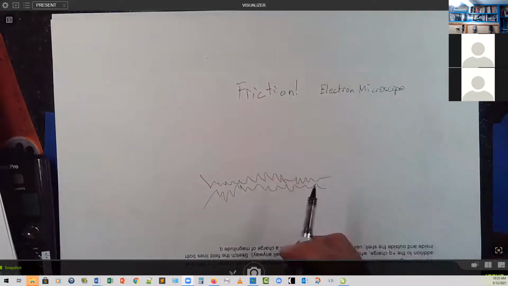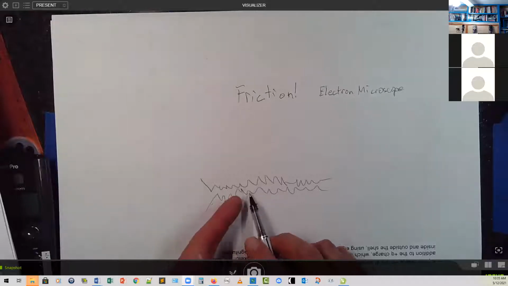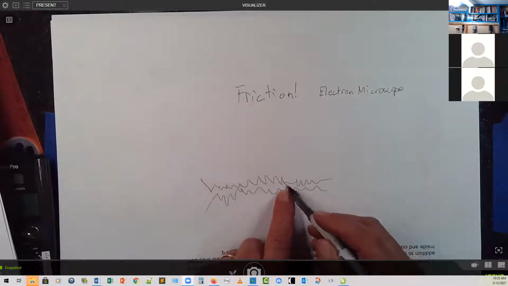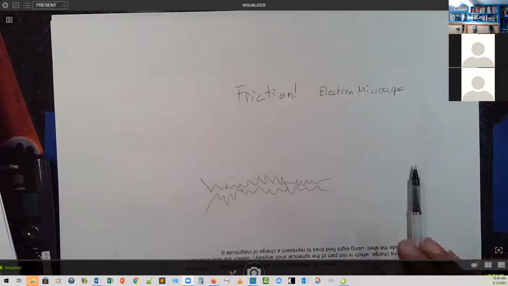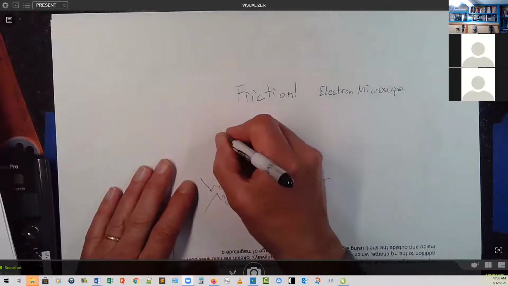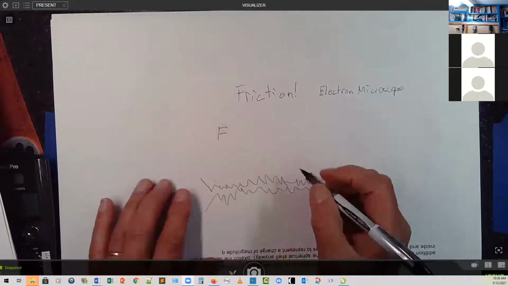Now, it's absolutely impossible to calculate it on a point-by-point basis. The atoms in this peak are going to be opposed by the atoms in this little bump on the top surface, and there's no way that you can deal with that. But you can find out experimentally that the frictional force will usually be about some particular value. And what we've found is that the frictional force is proportional to the normal force.